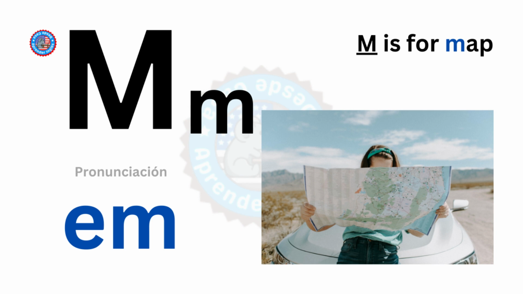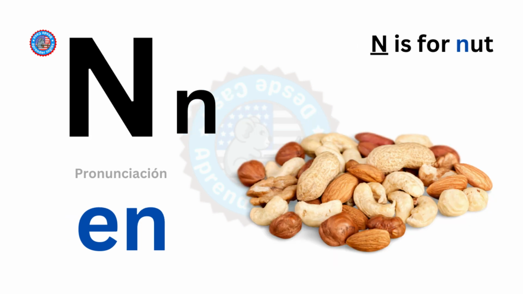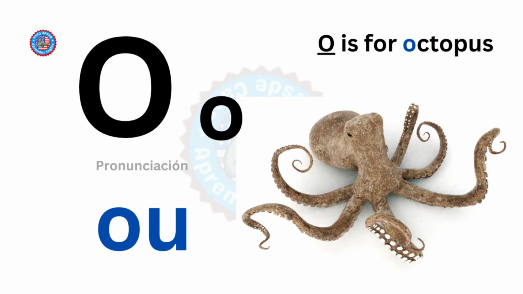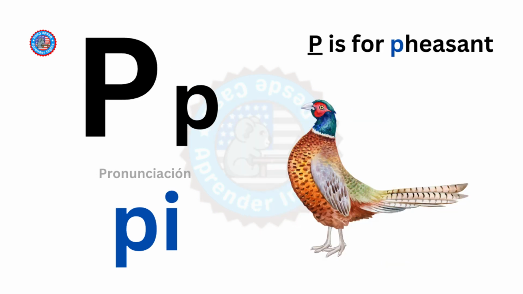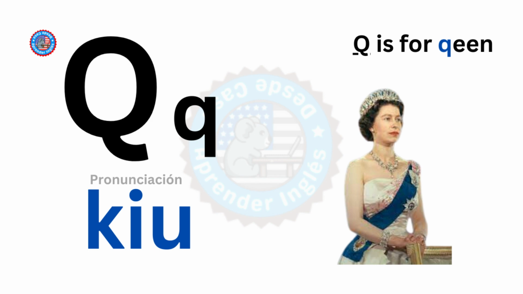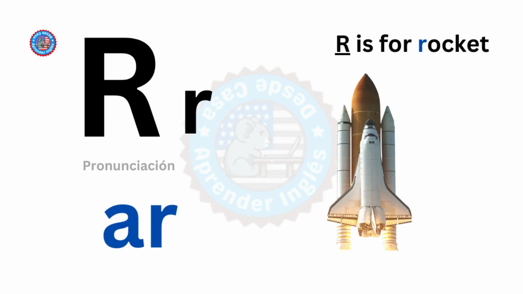N is for nut. O is for octopus. K is for pheasant. Q is for keen. R is for rocket.